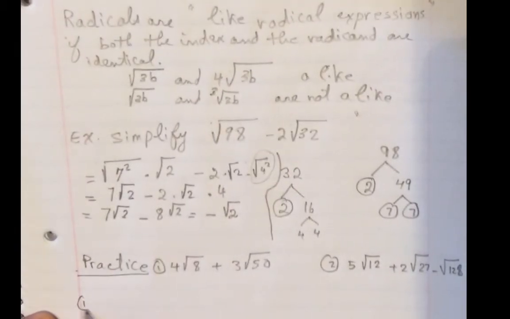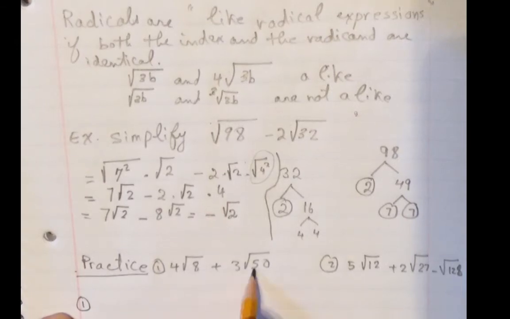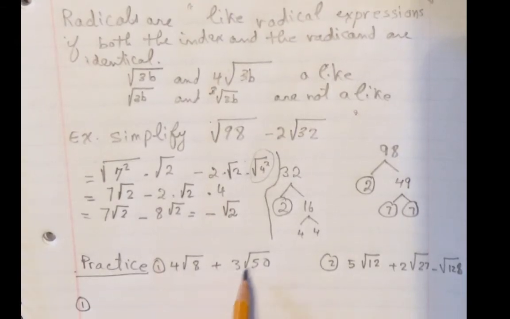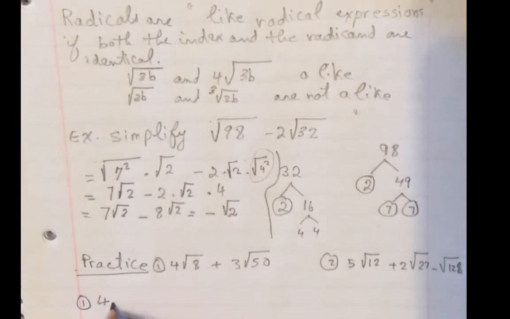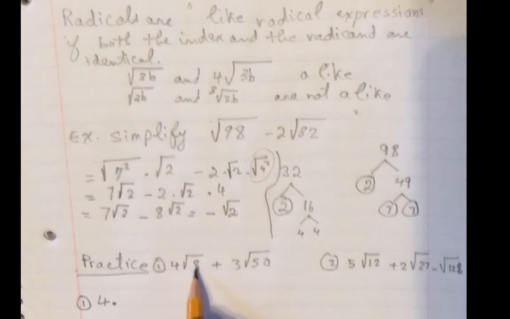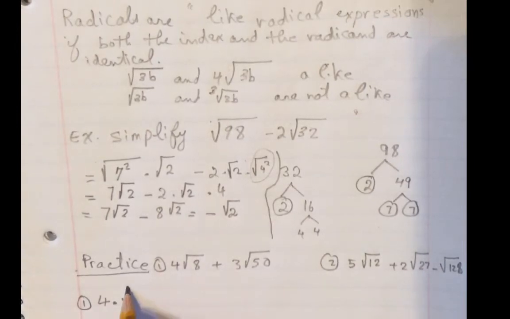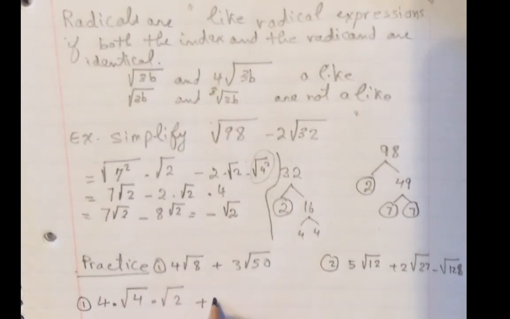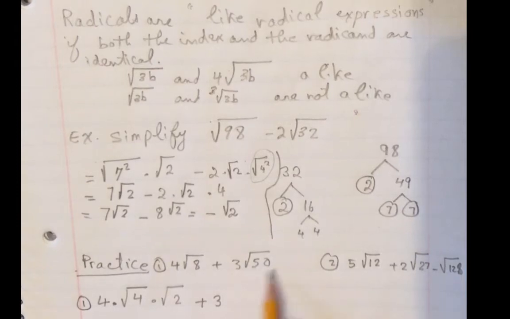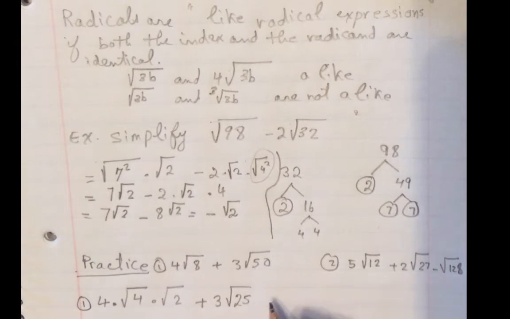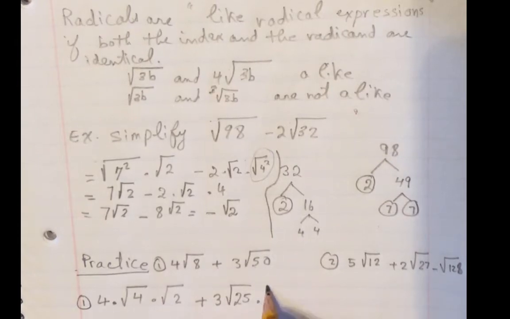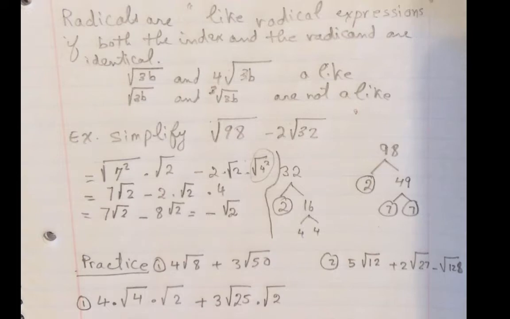Alright, for problem number 1, these are not alike. That's radical 8, that's radical 50. They are not alike, so we need to simplify them. So over here is going to be 4 times square root of 8. I can think about 8 as 4 times 2. So it's square root of 4 times square root of 2 plus 3 times square root of 50. Root 50, I can think about it as root 25, because 25 has a square root, times 2. 50 is 25 times 2.